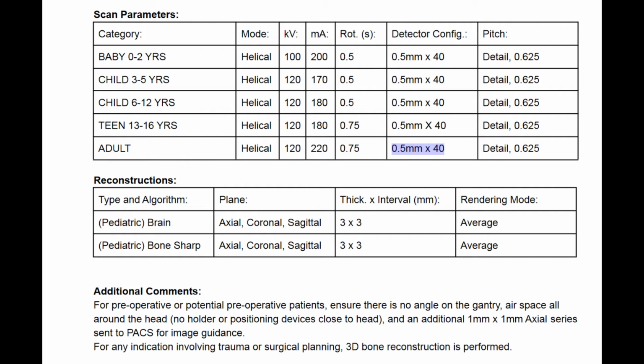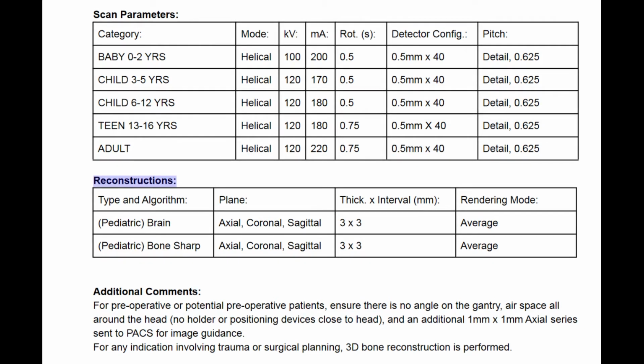Here we have the detector configuration, and this is telling us that we're going to acquire 40 slices per rotation, and generally we're always acquiring at the smallest slice thickness possible, in this case 0.5 millimeters. The exception to this is if you're using a scanner with an adaptive detector array, but with our scanner we're always acquiring at 0.5 millimeter slice thickness.